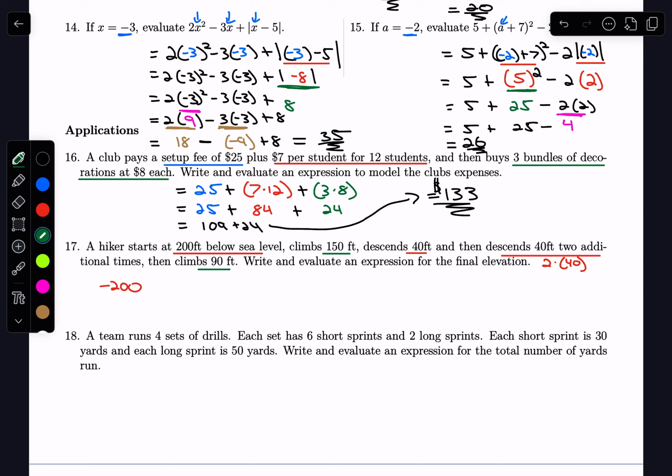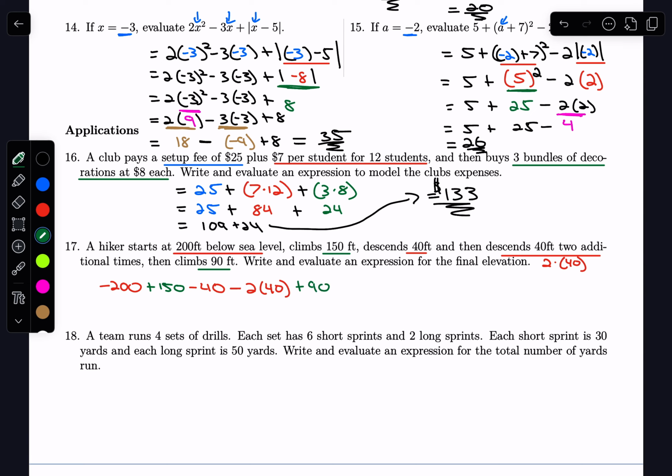Then we go up 150, so we're going to add 150. Then we go down 40, so minus 40. And then we go down 40 2 more times. So instead of writing minus 40, I'm going to subtract 2 times 40, because we did 40 twice. And then we climb 90 feet, so we add 90 at the end.